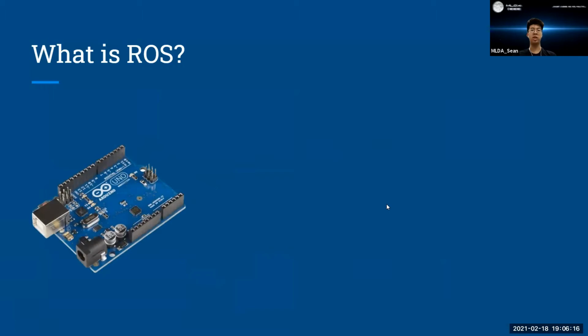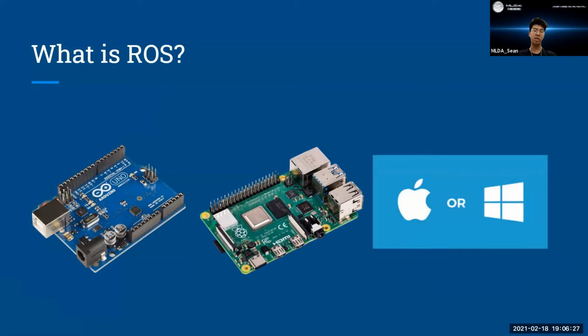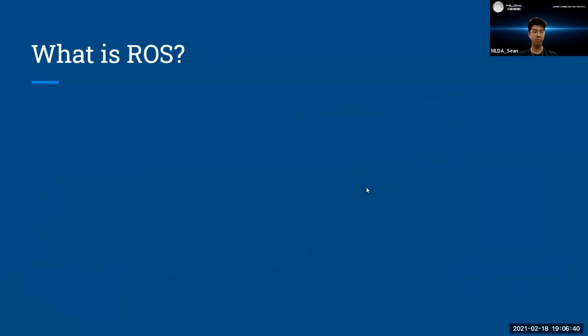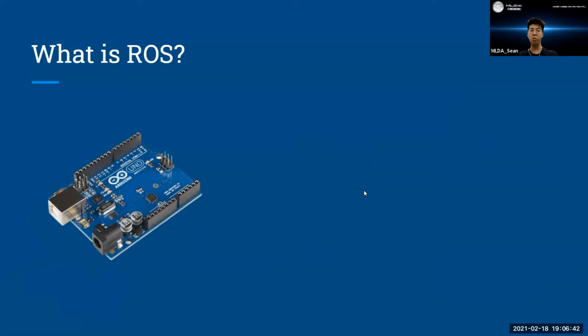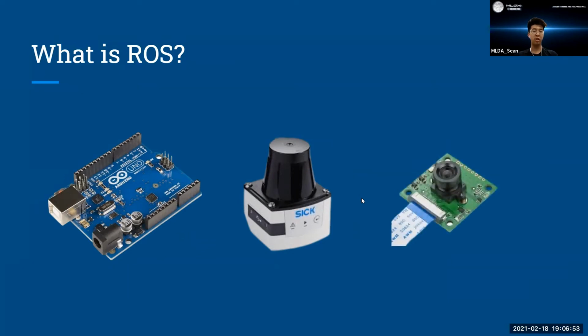Some of the misconceptions of ROS are that it's a microcontroller like an Arduino, or maybe a small computer like a Raspberry Pi, or an actual operating system such as macOS or Windows. But that's not true. This is not ROS. ROS is mostly done in the terminal of Ubuntu. This is where we normally do ROS. And ROS can actually connect to microcontrollers such as Arduino. It can connect to industry-grade sensors, such as this LiDAR, and it can connect to multiple cameras and other sensors as well.